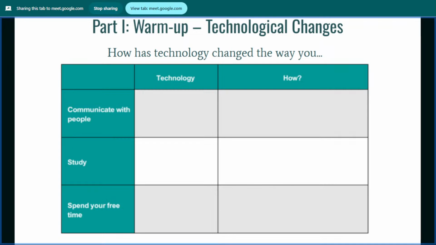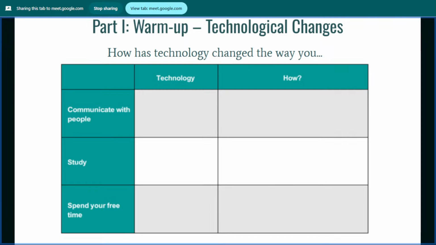Pranjali. Yes, done, ma'am. Okay. Tell me the name of the technology and how it has changed you. Ma'am, I chose smartphone. So, like, I have to speak on it? Yeah, you can go ahead and tell me your answer.